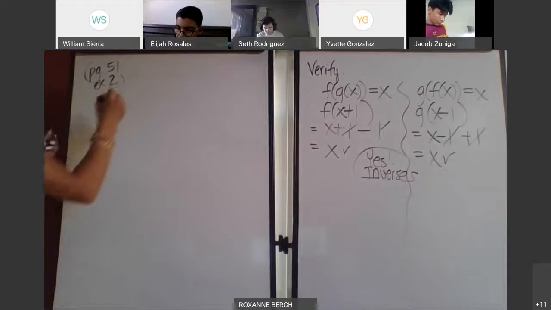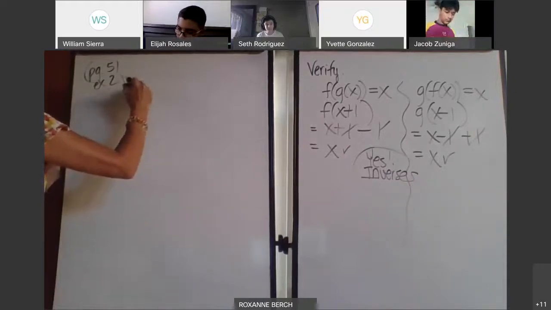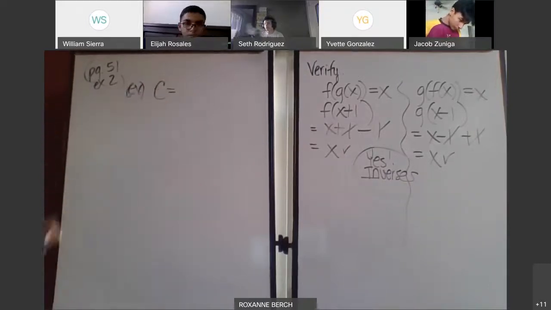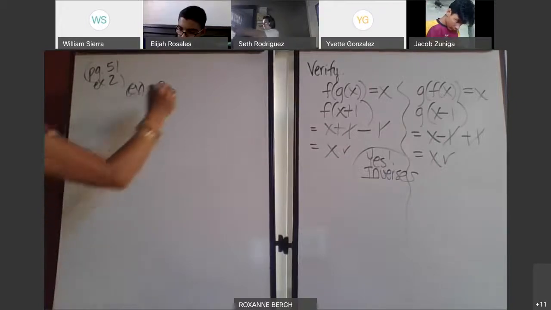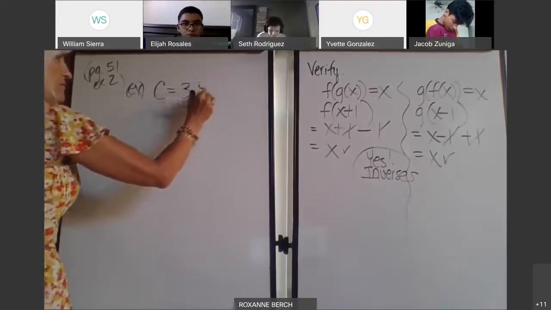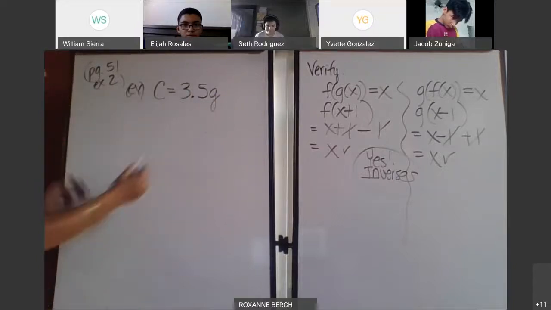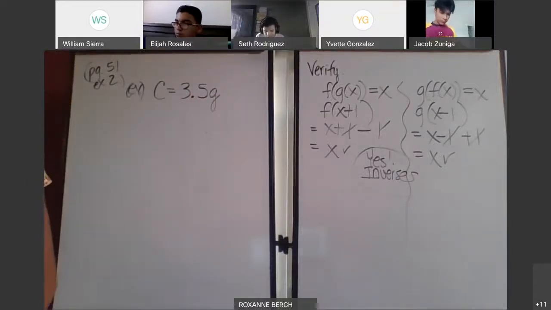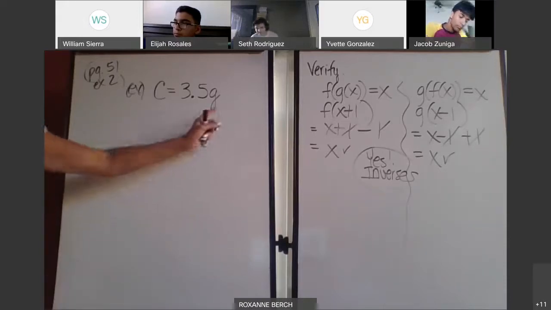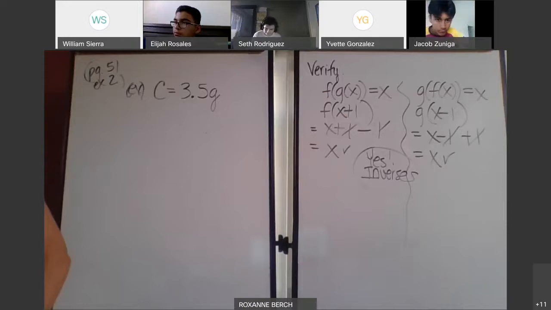So they give you C is equal to 3.5 G's. So what does this mean? Let's read the problem. It says this equation gives the cost in dollars as a function of the number of gallons of gasoline when the price is $3.50 per gallon.